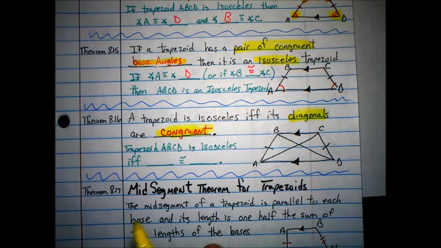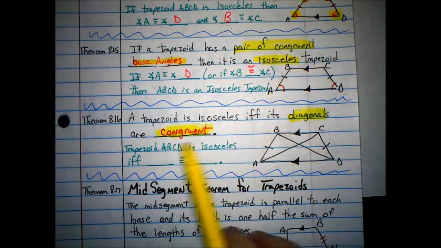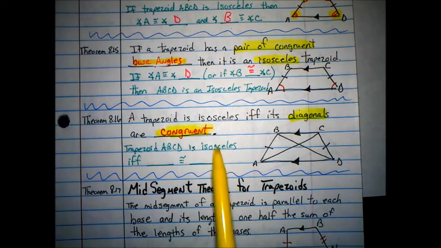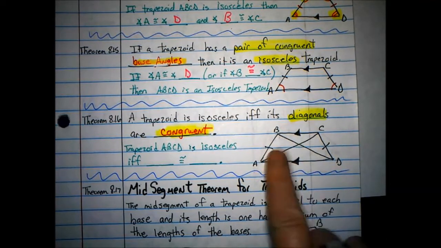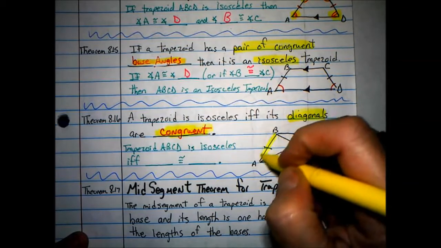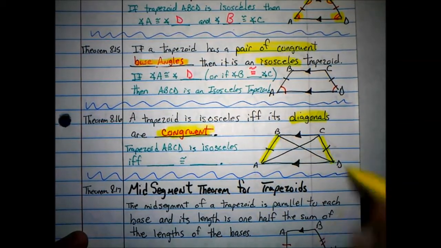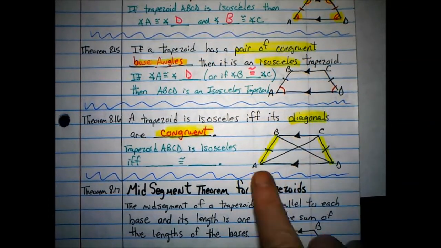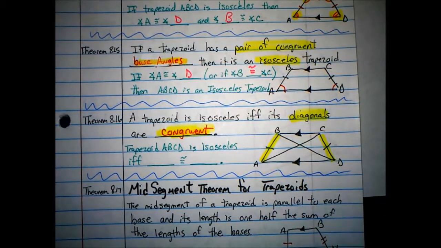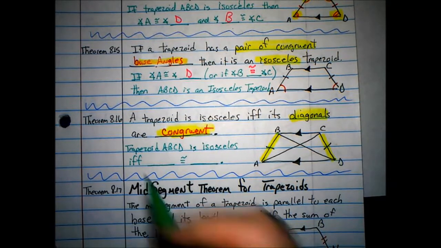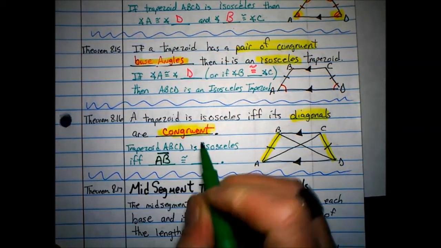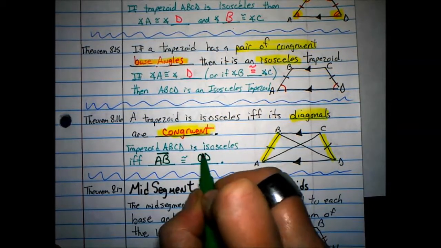Okay, 8.16 says a trapezoid is isosceles if and only if its diagonals are congruent. Okay, so inside an isosceles trapezoid, the diagonals are going to be congruent. Remember, isosceles is indicating that the legs, being the sides that are not parallel, are congruent to each other, and that's the markings that it has on the sides, making it isosceles. To fill in the blanks, it has a trapezoid ABCD is isosceles if AB is congruent to CD.